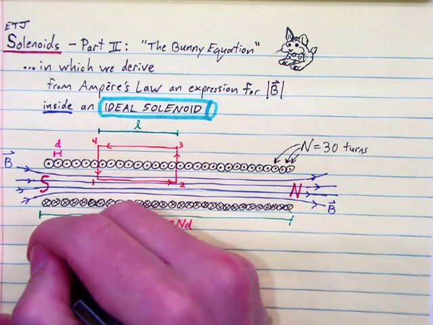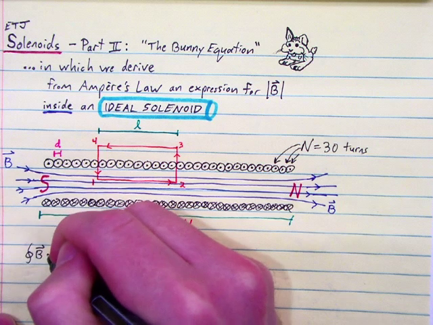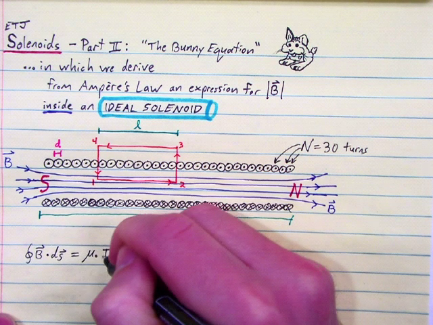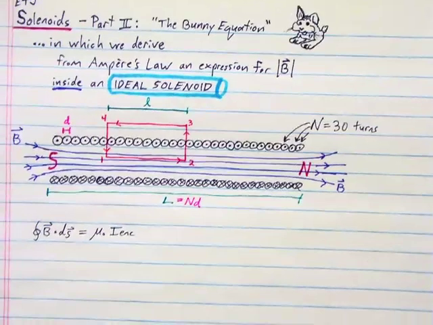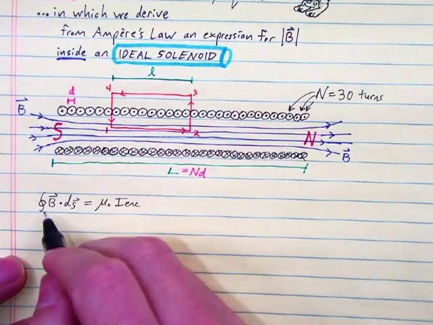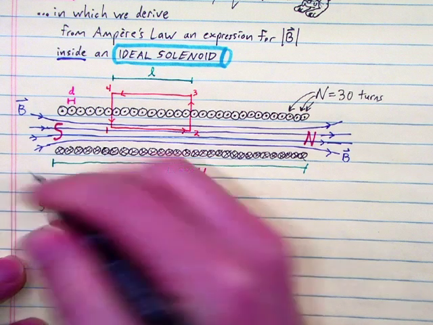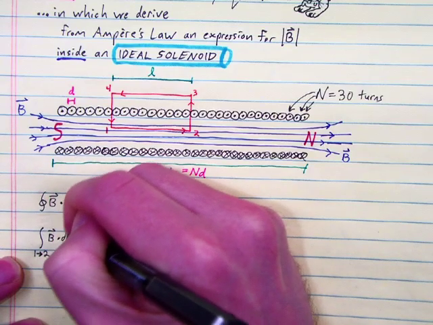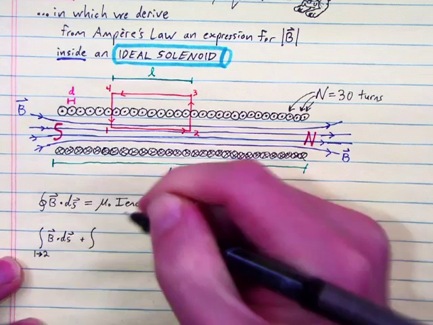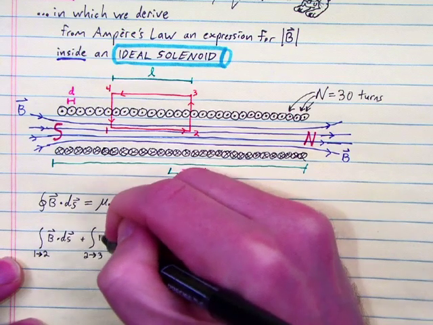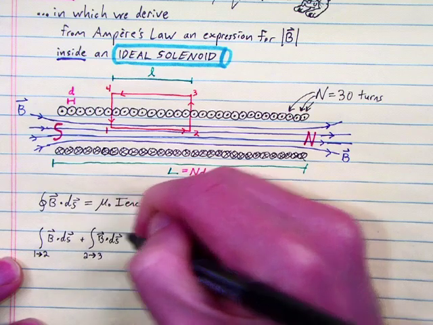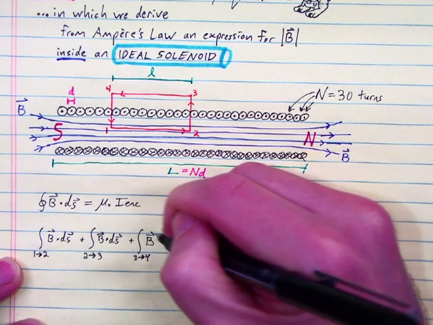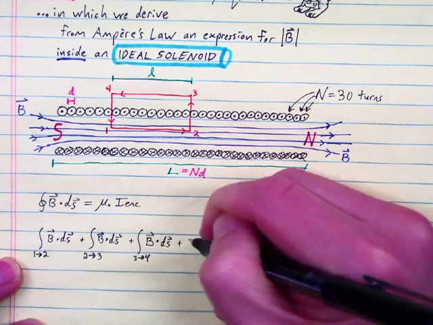Stating Ampere's law, integral of B dot ds around that loop equals mu naught times our current enclosed. Let's expand that expression. This closed line integral can be expressed as the sum of 4 open line integrals from 1 to 2, 2 to 3, 3 to 4, and 4 back to 1.